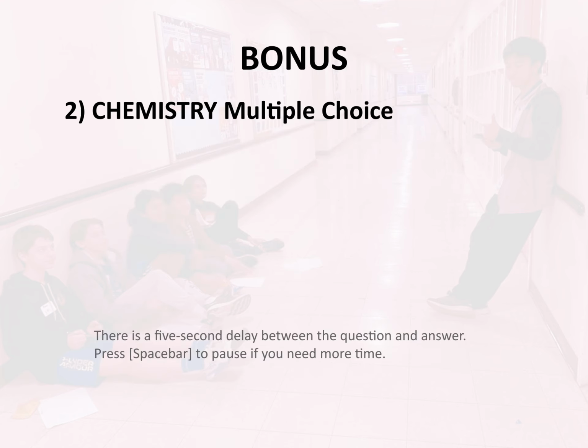Bonus 2. Chemistry. Multiple choice. For a second-order kinetic process where one molecule of A irreversibly becomes one molecule of B, which of the following plots would generate a line? W. Plotting the concentration of A versus time. X. Plotting 1 over the concentration of A versus time. Y. Plotting the log of the concentration of A versus time. Z. Plotting the exponential of the concentration of A versus time.